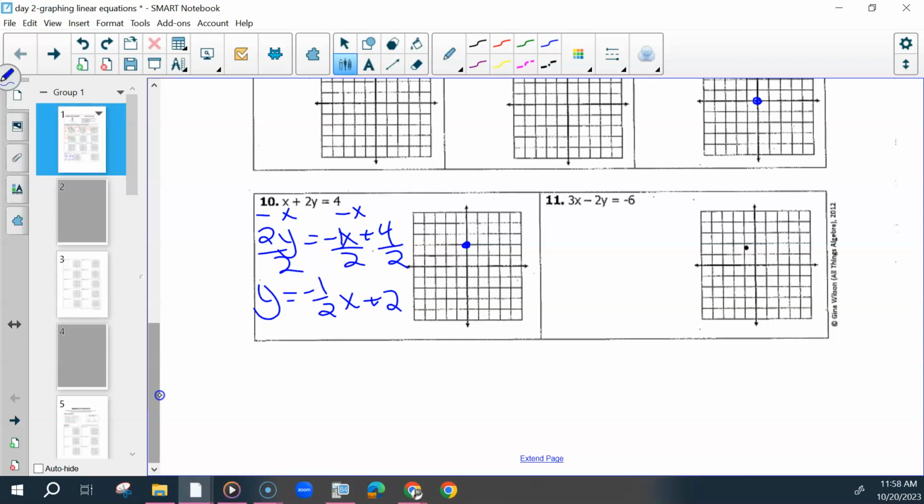The slope here is negative. What directions can I go to get that? Down and right, or up and left. So up and to the left 2, down and to the right 2, and right on. Why do you have 3? Wait, so what's the y? Oh, the y-intercept.